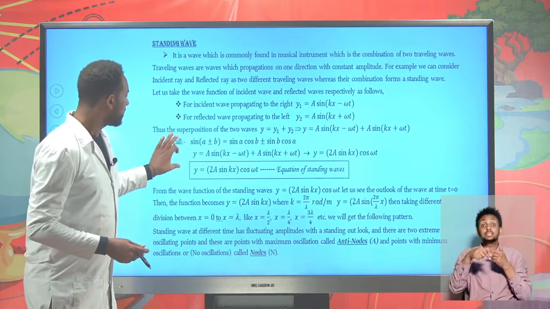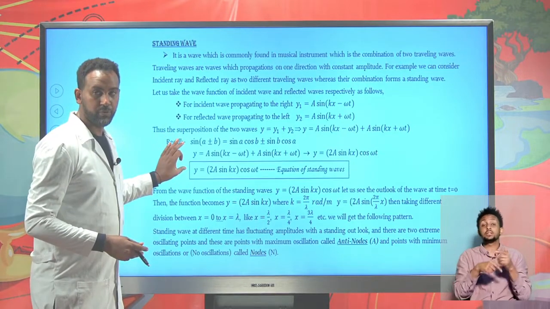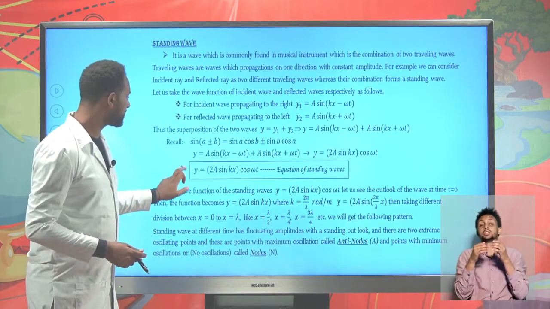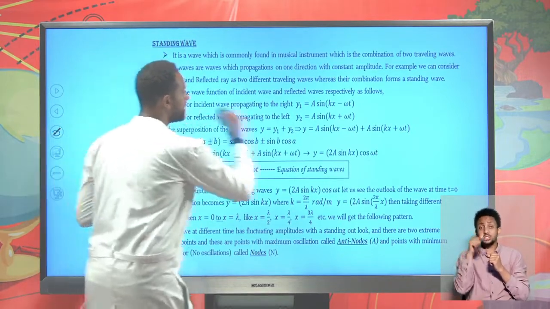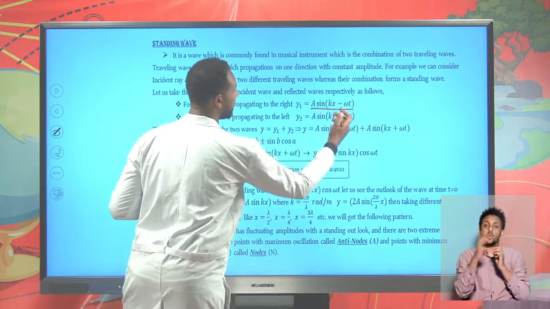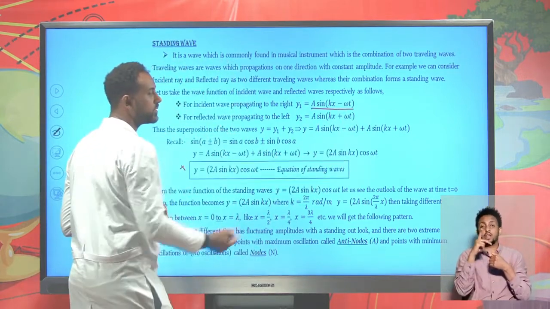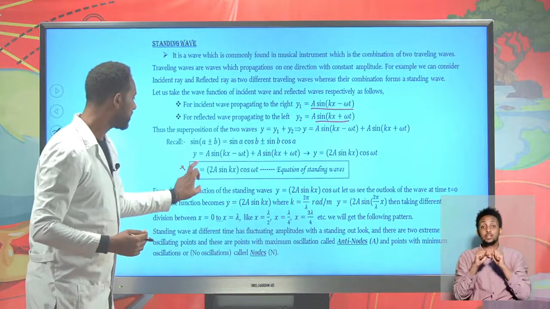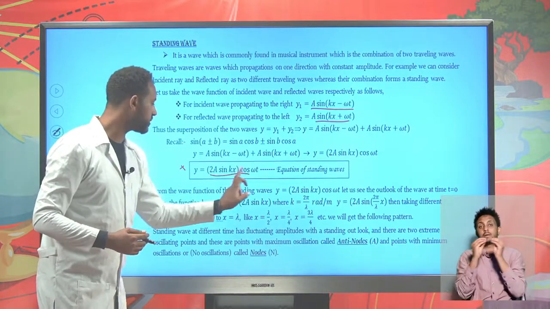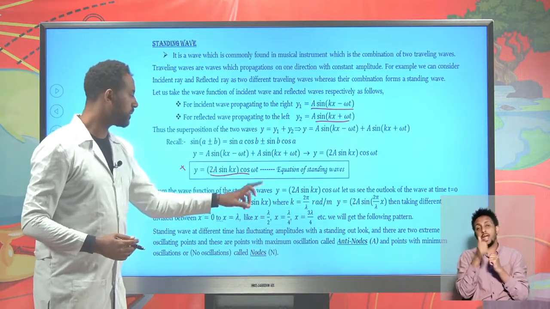The mathematical expression of a standing wave is 2A sin(kx) cos(ωt), because there is an incident wave expressed traveling to the right like this, kx minus ωt. There is also a wave which is propagating to the left, where you use plus. So the addition of these two gives us the equation of a standing wave. So a standing wave can be expressed mathematically as 2A sin(kx) cos(ωt).